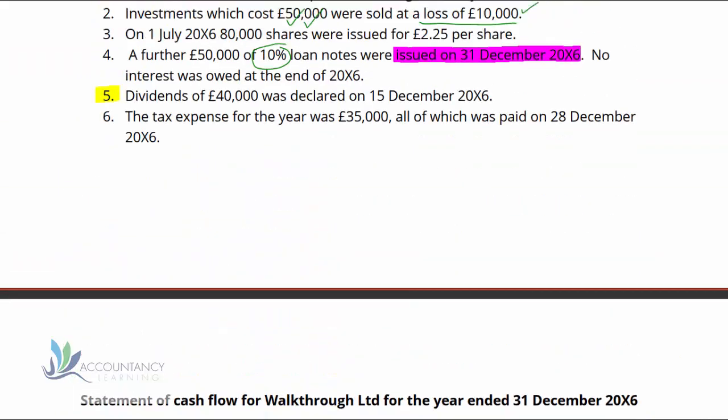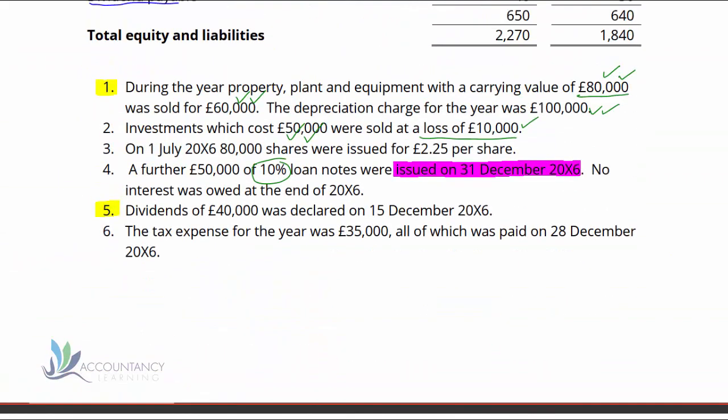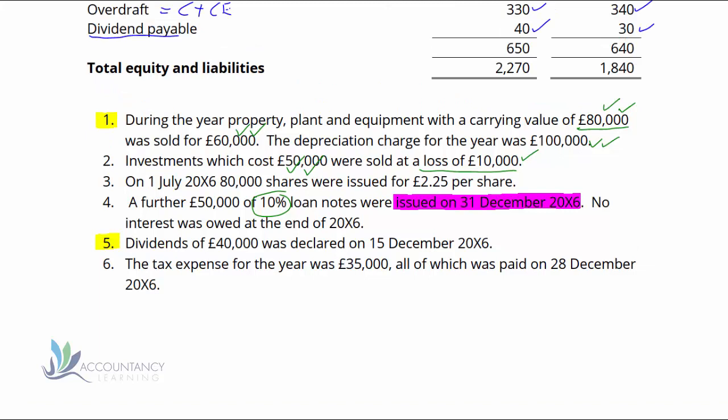Okay, and then we're almost near the end of our notes now. We're told that dividends of 40,000 were declared on the 15th of December. So again, we noticed that a date was provided, and that date was relevant for us. It told us a bit more about those loan notes, and again, a date's provided here. So this was declared before the end of the year, which means that we must have an expense, well, it's not really an expense, an adjustment to retained earnings in the current year.